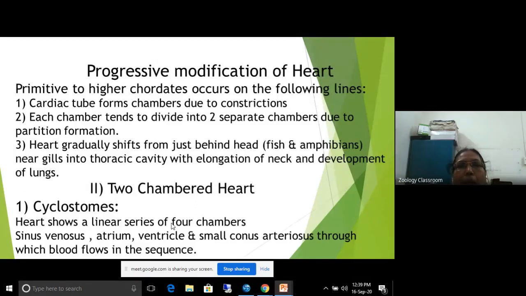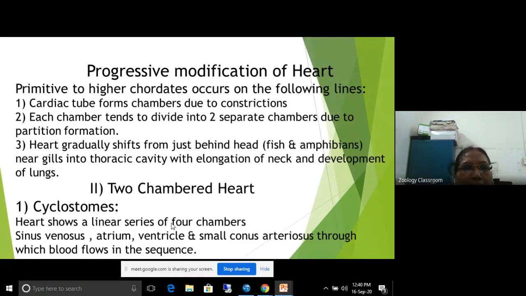Then how is it modified from the primitive chordate to the higher chordate, from cephalochordate, meaning amphioxus, to the mammal? In the embryonic condition, only a cardiac tube is present, and this tube forms chambers due to constriction, and each chamber then divides into two separate chambers due to partition formation. In fishes, the heart is present near the head, and in amphibians also near the head. But with the formation of the neck region, it shifts towards the thoracic cavity.